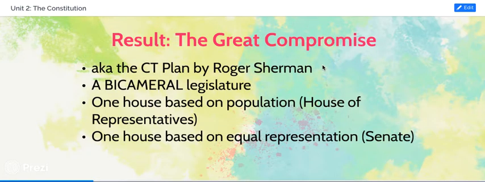They have 2 people in the Senate, and so does teeny little baby South Dakota, who has less than 700,000 people in it. They don't even have 1 million, okay? So that's that. All right, so we have a bicameral legislature. We have one house based on population, and we call this the House of Representatives. And we have another house based on equal representation, and we call this the Senate.